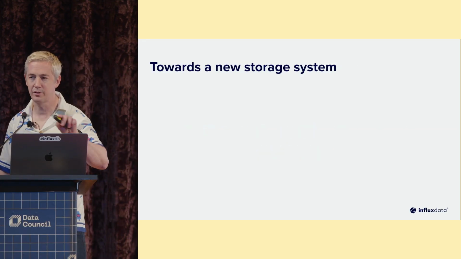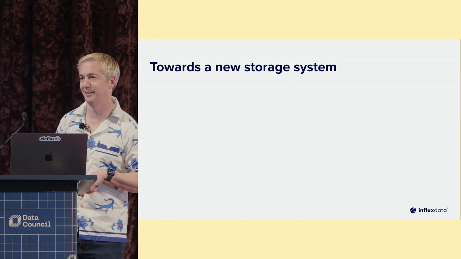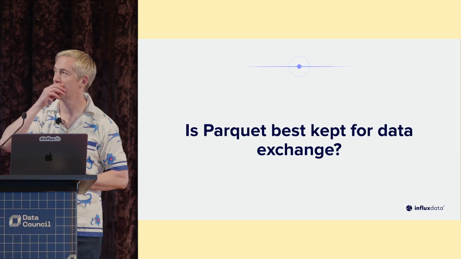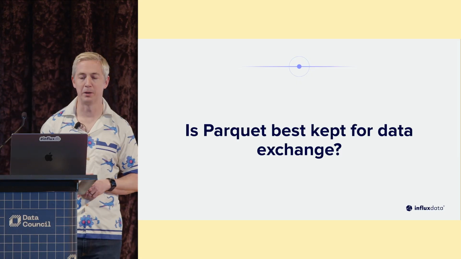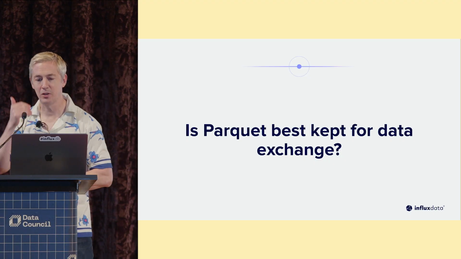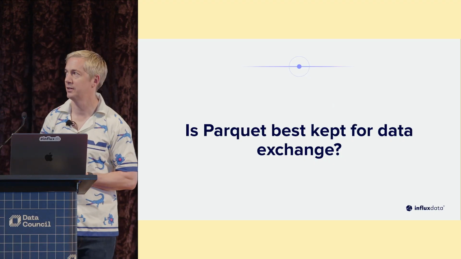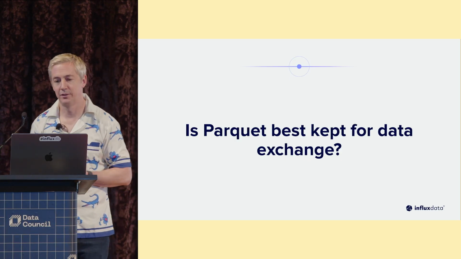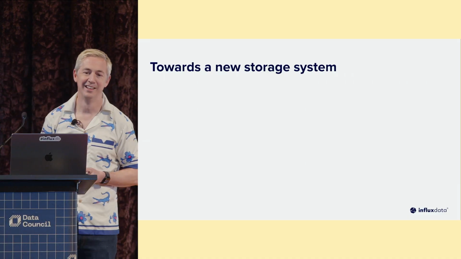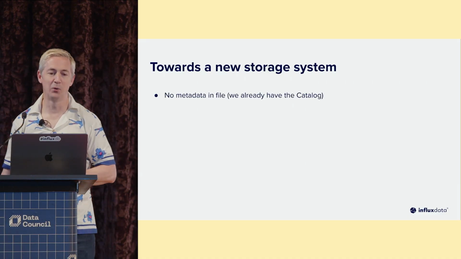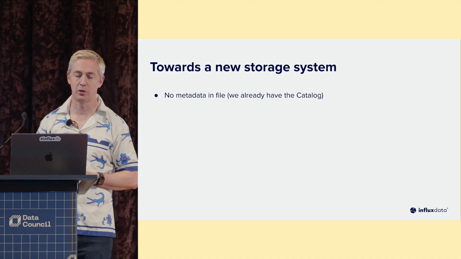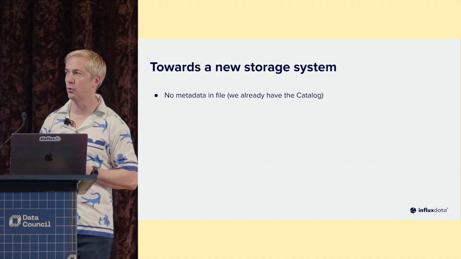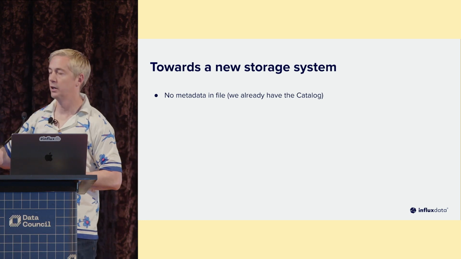I had one more slide where I was going to talk briefly about some ideas. This is kind of where I'm at right now, and this may evolve. But right now I'm thinking maybe Parquet is just best kept for data exchange, and you just use the simplest form of Parquet, right? It's like CSV, but better. So we are currently working on a new storage system where Parquet is not at the heart of it. Parquet will remain in our stack, obviously, for data exchange, because we have a goal of being able to do that.